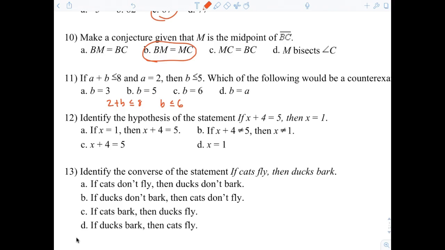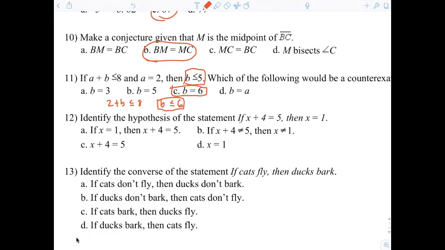Now, the counterexample is which one proves that that statement is false? B. So it says here B must be less than or equal to 6. Up here it's saying that it has to be less than or equal to 5. So B could be what?